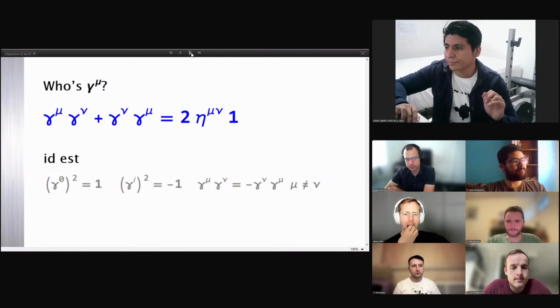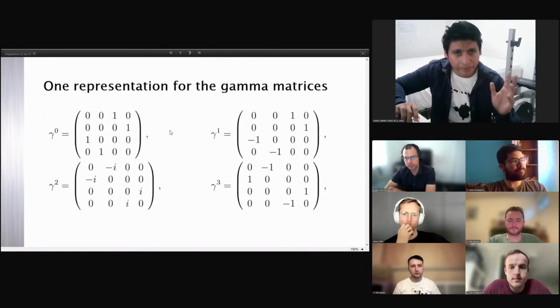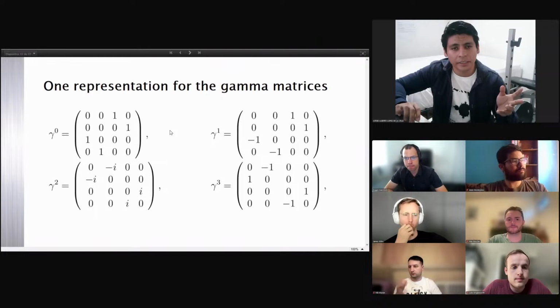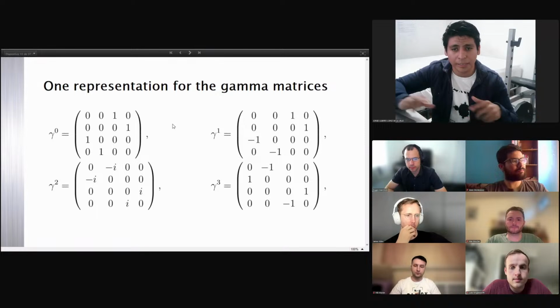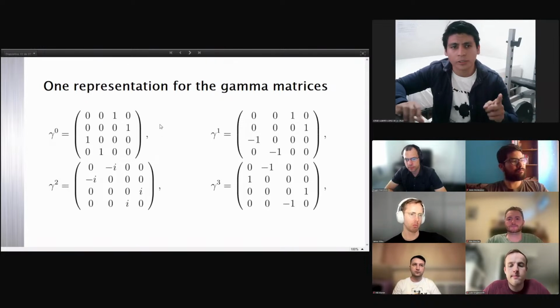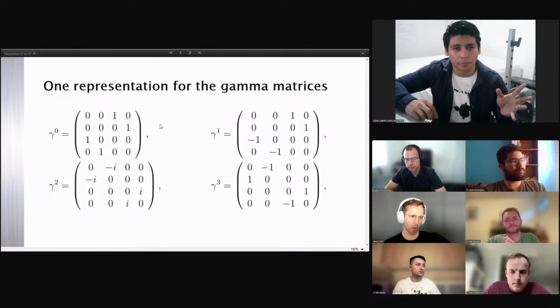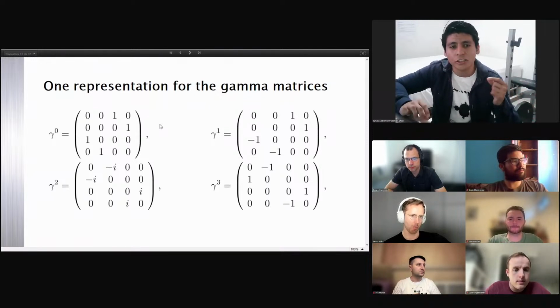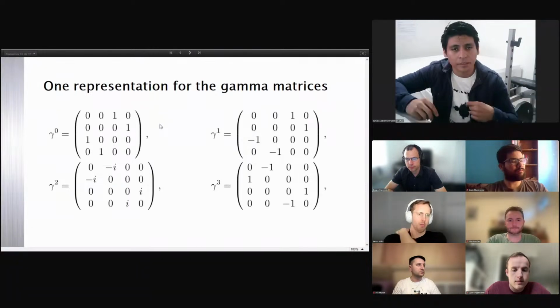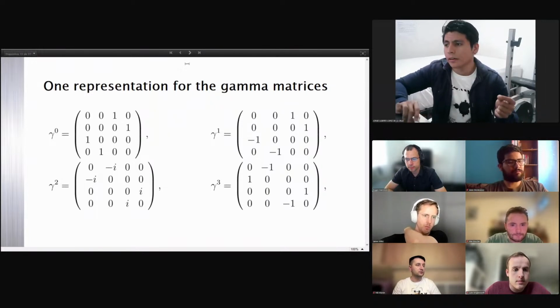But this is a well-known problem, and here is a solution for the gamma matrices. This is one representation for my 4 by 4 gamma matrices, but there are a lot of representations. I can choose the representation that helps me to solve one particular problem. All right. So far, so good.